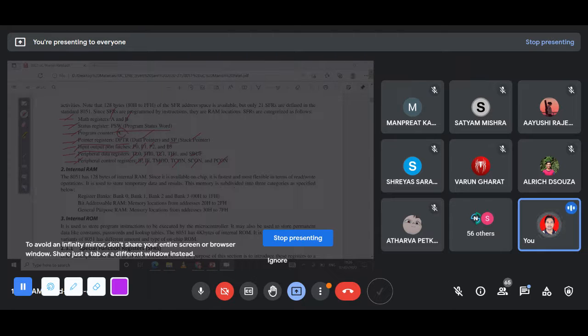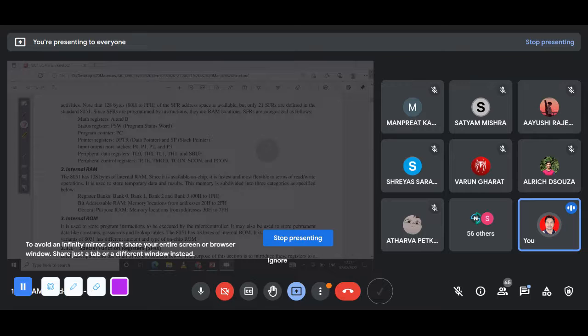Okay, we have to understand this one by one. Is it clear to everyone? Yes, sir. Okay, so we are going to see the 21 special function registers which are important right now, and in the other modules there are detailed explanations of them. So we will see one by one.